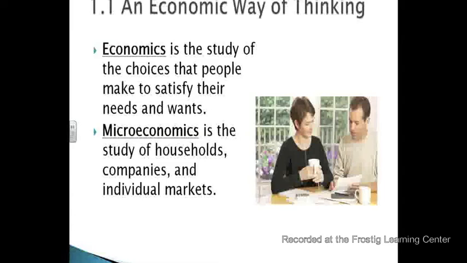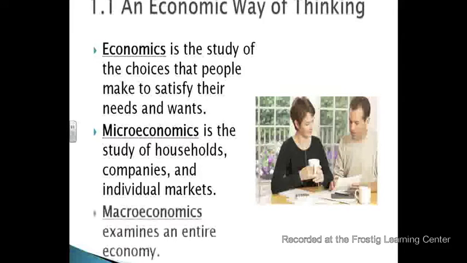Two types of economics. There's microeconomics. Micro is the root word of that entire thing. What does micro mean? Large or small? So microeconomics just studies households, companies, and individual markets. Households, companies, individual markets. Macroeconomics examines an entire economy, being the nation's economy. All right?